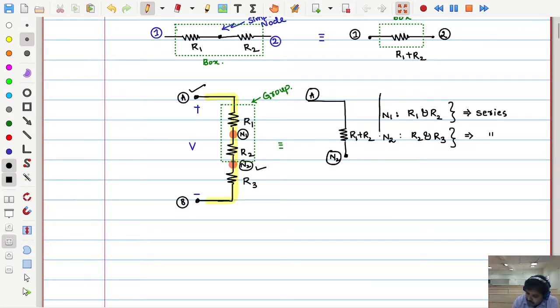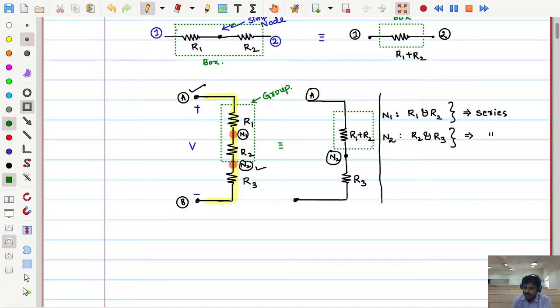Next, after N2, what was the element previously? Let us connect that, R3. So this is R3. Like this, our dotted color box which we had previously is now replaced with the same value but as a single element. That is what the reduction is.